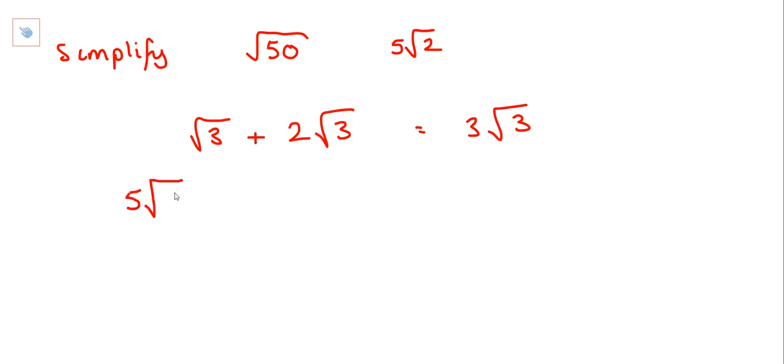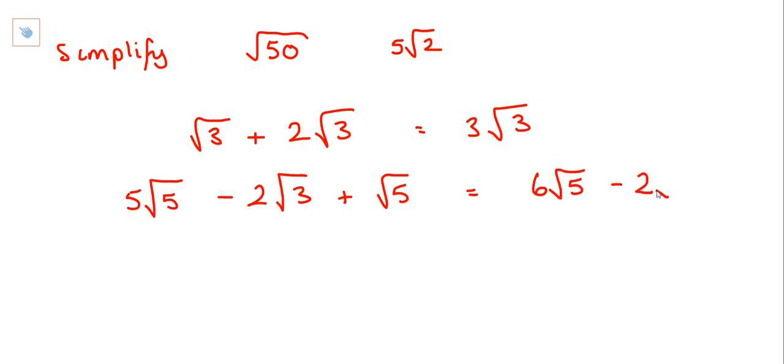Now, if I said simplify 5 root 5 minus 2 root 3 plus root 5, who knows how to do that? Okay, Ali, go on then. It would be 6 root 5 minus 2 root 3. Is that what you all had? If at any point you didn't know how to do that, that's a point that you need to go home and do a bit of work on.